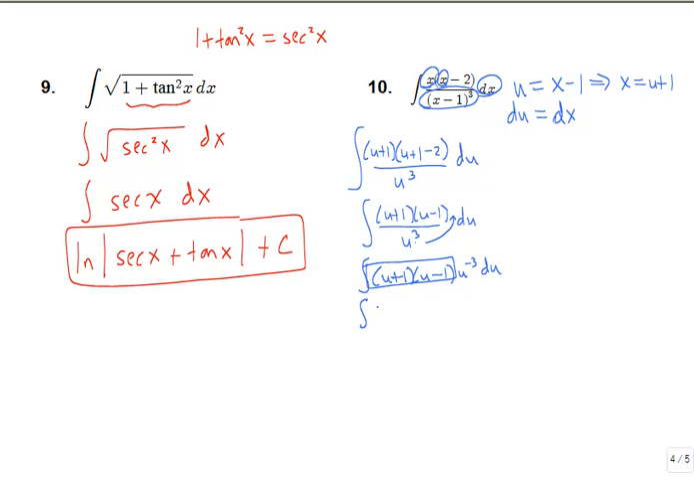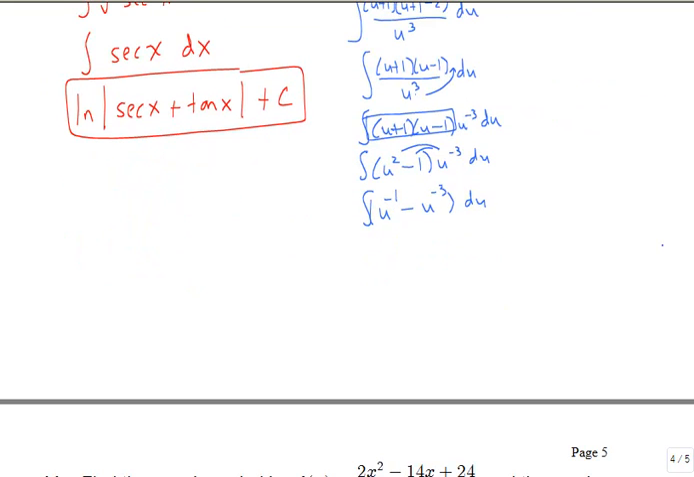That's just a difference of squares. So that's going to be u squared minus 1. And now to get rid of these parentheses, I can just distribute that u to the negative 3 across. We add powers, so 2 plus negative 3 makes this a negative 1 minus u to the negative 3. So now I don't have any of those products anymore. I just have 2 individual terms. So this is u to the negative 1.